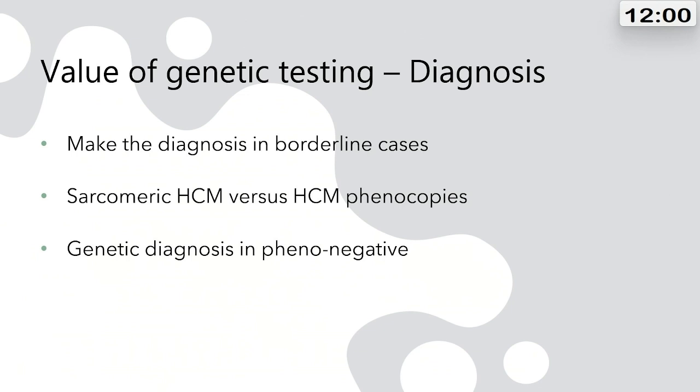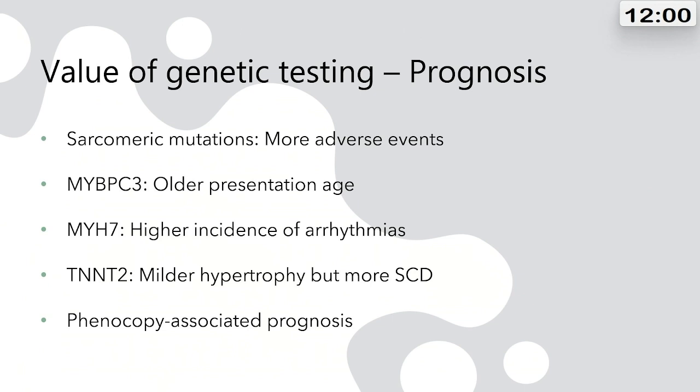We can also diagnose certain HCM phenocopies only using a genetic disease, such as Danon disease. Of course, in phenonegative patients, the genetic diagnosis is basically the diagnosis. It can also be used to inform the prognosis. Sarcomeric mutations are associated with more adverse events, and even within the sarcomeric mutations, each mutation has a slightly different phenotype. And of course, if we discover a phenocopy, each phenocopy has its own prognosis.